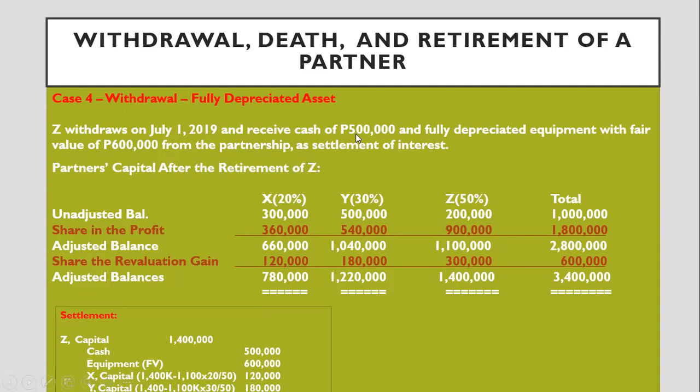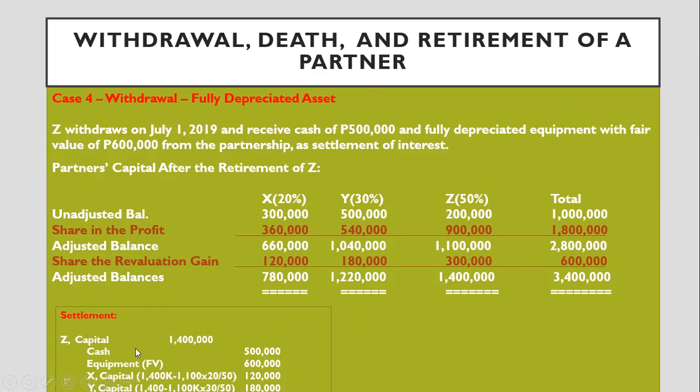Now, supposing during the retirement, Z was paid cash and a fully depreciated equipment, but with a fair value of 600,000. So in here, there is a revaluation gain of 600,000 because it's fully depreciated. So 600,000 is to be shared among the partners using the P&L ratio. So X will get 120,000, Y will get 180,000, and Z will get 300,000. So the adjusted capital of the partners are the following: for X, 780,000; for Y, 1,220,000; and for Z, 1,400,000.